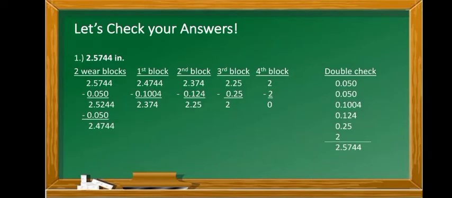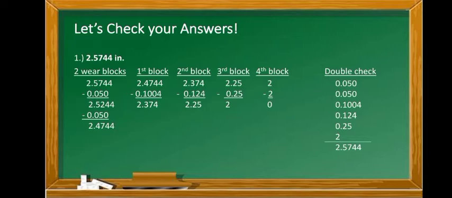So let's check your answers. So number 1, using the 83-piece set of English gauge blocks, build a stack for the length 2.5744 inches. So, una nato buhaton is to subtract it from the 2 wear blocks. So, 2.5744 minus 0.050 is equals to 2.5244. Minus 0.050, the second wear block, is equals to 2.4744.